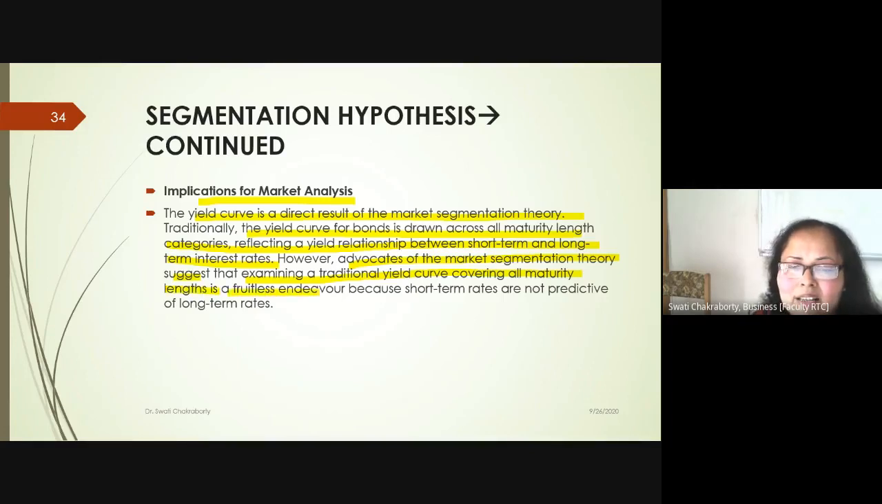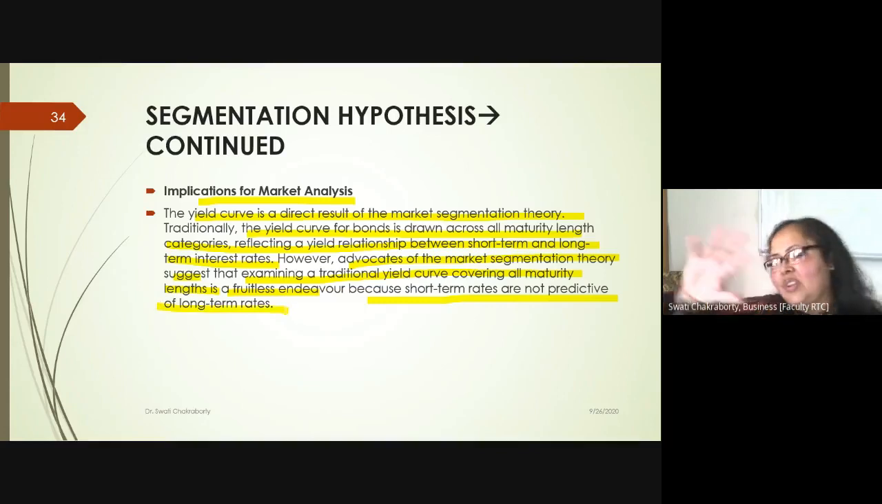is a very fruitless endeavor. Why? It's not a good practice, because short-term rates are not predictive of long-term rates. We cannot just plot them and find the relation. It is actually difficult, so it doesn't make sense. We cannot actually predict the future, right?